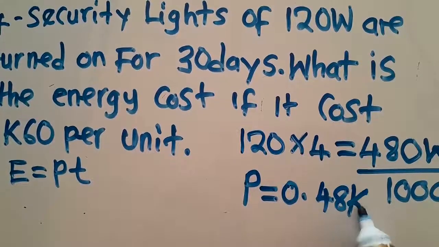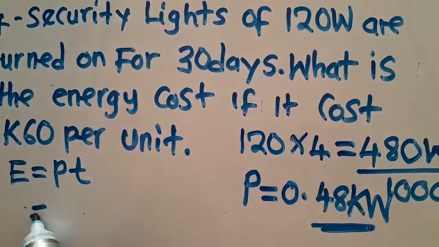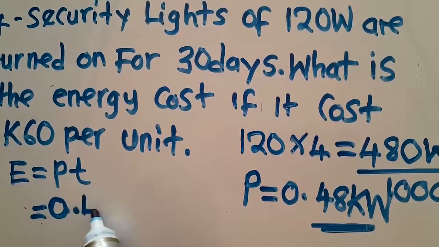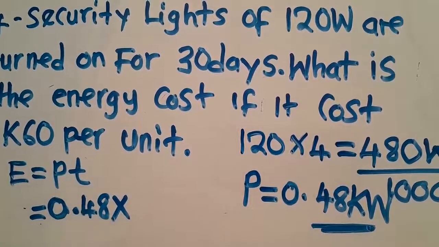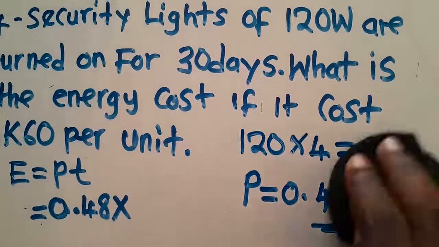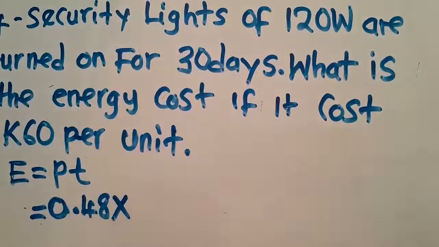0.48 kilowatts. So this is what I'm going to use. I'm going to write it here: 0.48, so that I don't mispress it. It is already in kilowatts. Then time. What is the time? We've calculated the power there, so I can write this. There's no problem. Then I now look at the time.